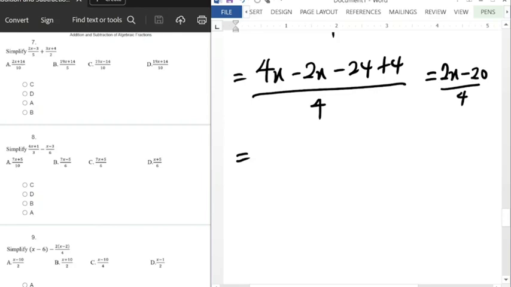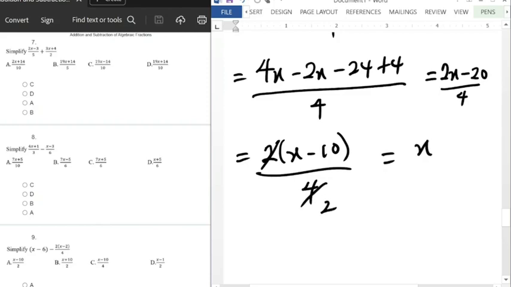So let's factorize 2x minus 20. That's going to be 2 outside, x minus 10, everything divided by 4. So 2 here 1, 2 here 2. So that means we have x minus 10 all over 2. That is the answer, x minus 10 all over 2. That's option A. I hope that is very clear.